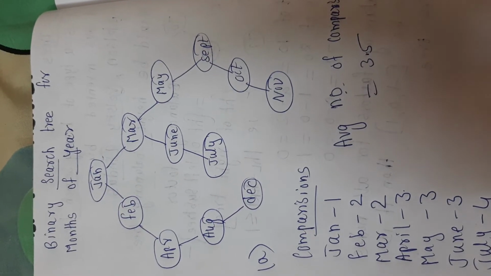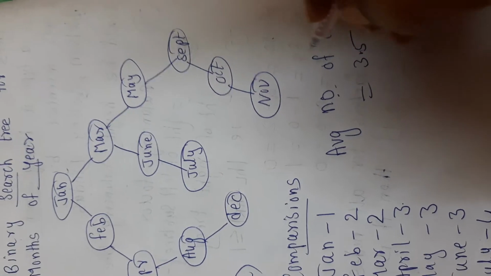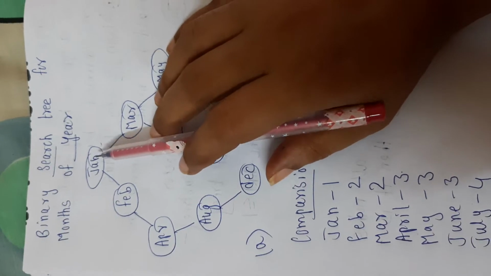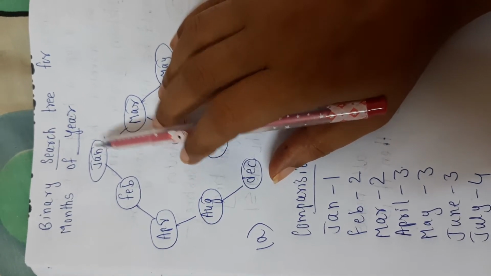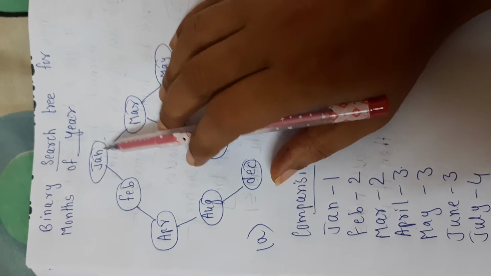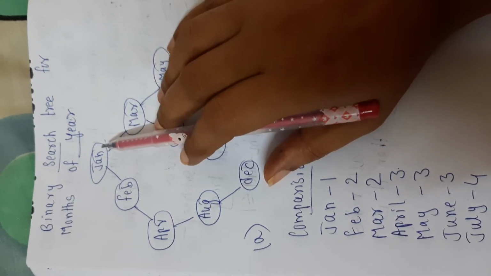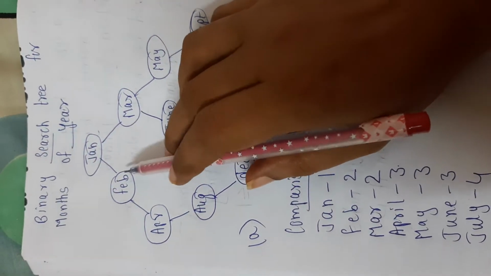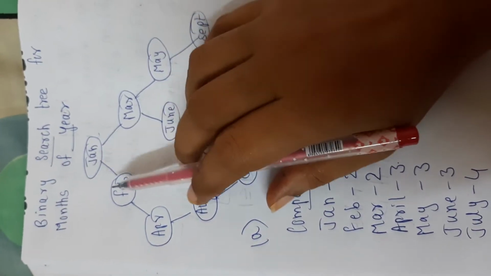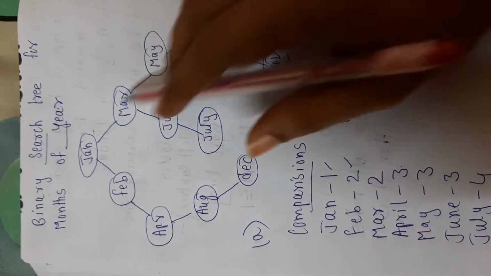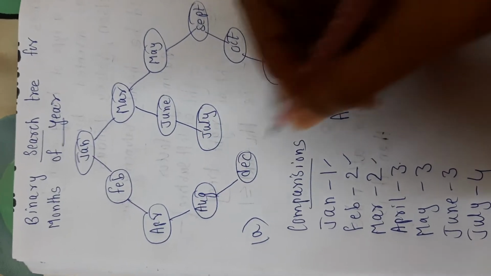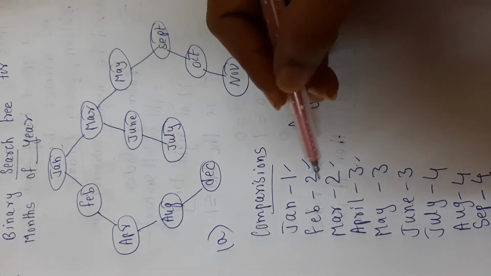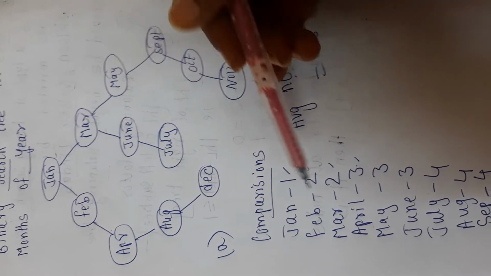Now for this binary search tree, let us find out the average number of comparisons. If you want to search January, the number of memory accesses for January is 1. Now if you want to search for February, 1, 2. March, 1, 2. April, 1, 2, 3. Similarly, next May, 1, 2, 3. June, 1, 2, 3. July.